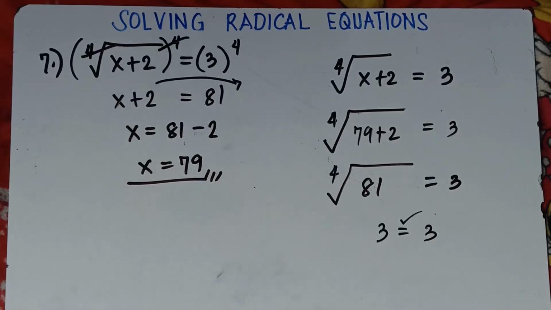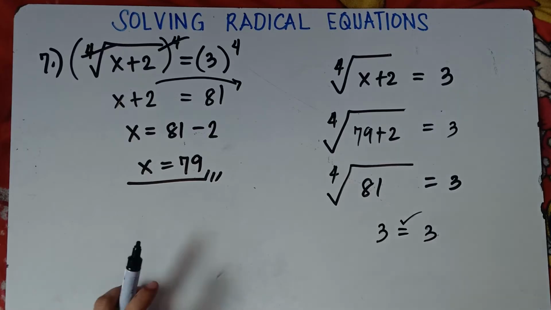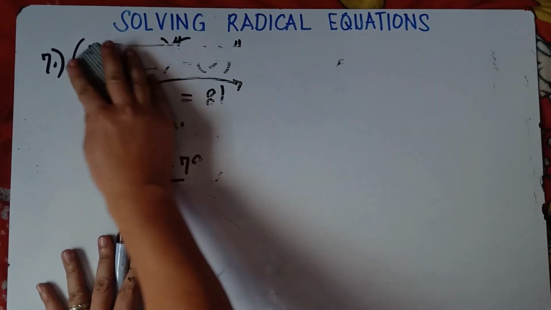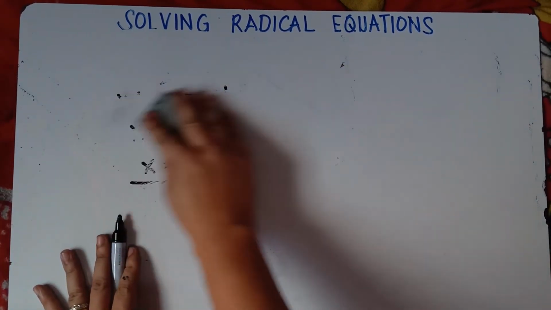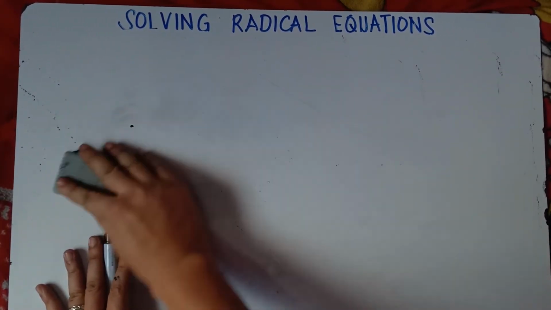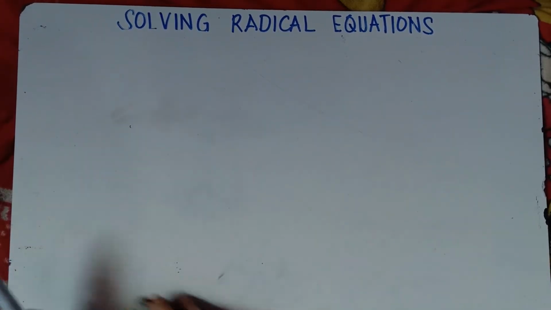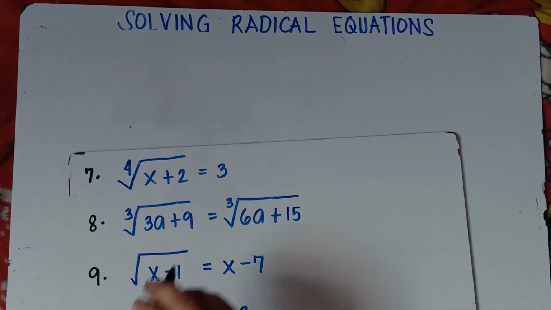That's the answer for number 7. So x is equal to 79. So let's try number 8. Now for this number 8, class, could you try this one? Let me check, class, if you really understand our topic in solving radical equations. So number 8, it's for you to try.